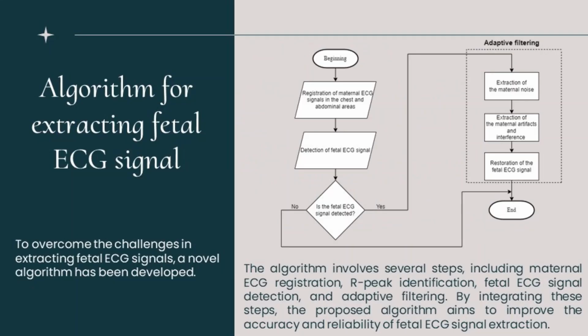The algorithm involves several steps. First, maternal ECG signals are registered and filtered to remove noise. R peaks are then identified using a peak detection algorithm. The second step focuses on detecting fetal ECG signals by analyzing morphological differences and applying low-pass and high-pass filters.